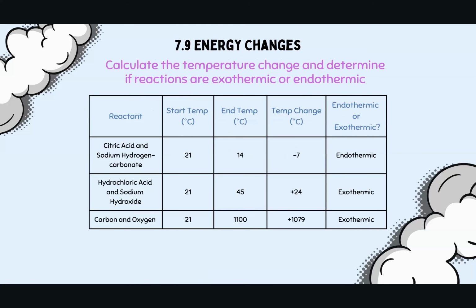So if we look at these reactions, although the answers are here, you can cover them up afterwards and have a go. In the first reaction, our start temperature is 21, end temperature is 14, which means our change in temperature is -7. So that's endothermic because energy has gone in. In the second one, hydrochloric acid and sodium hydroxide, so the neutralization reaction, it starts at 25, it goes up to 45, so plus 24 degrees. And that means energy has been released, so that's exothermic. And carbon and oxygen reacting increases the temperature by 1079 degrees, which means a lot of energy is released, so it's exothermic.